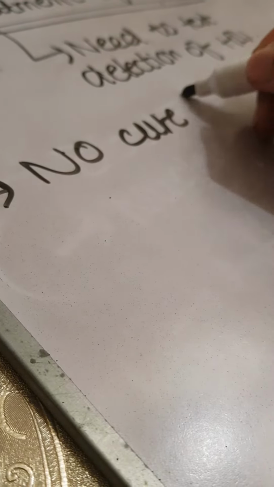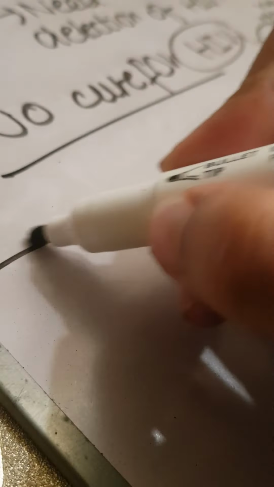Basically, there is no cure for HIV. There is no cure present for HIV, as we have the example of AIDS. AIDS is the type of HIV, but we do not have any cure for AIDS. So there is no cure for AIDS, but there are some drugs that are working against HIV. What are the names of those drugs?